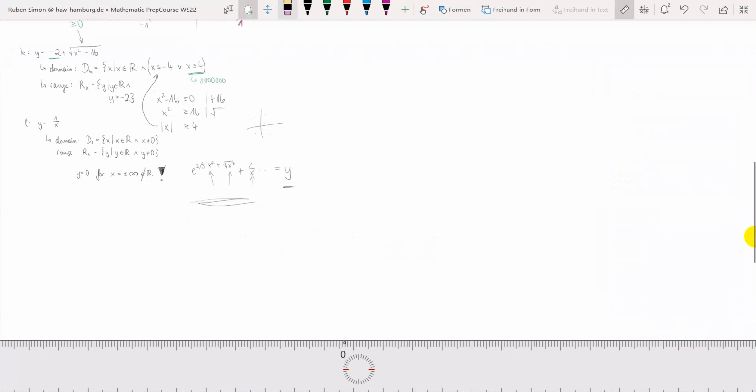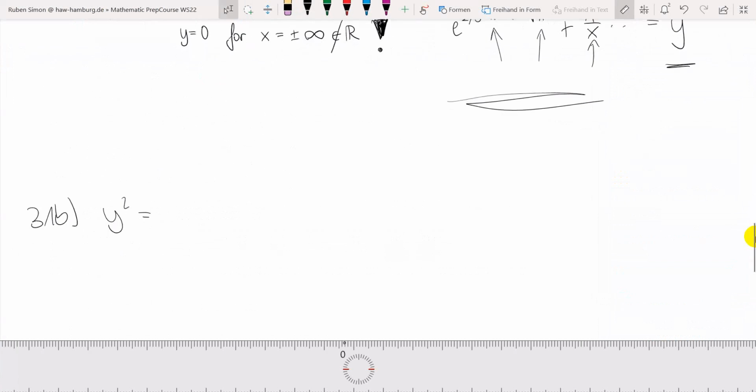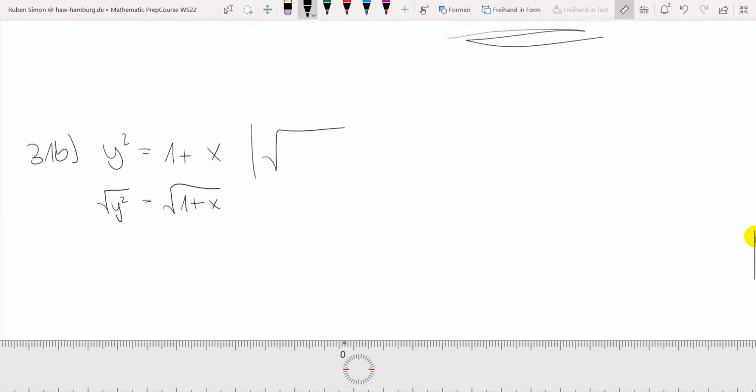Pulling the root. It was 1 plus x. So we'll apply the root to this equation, so both sides of the equation will be complemented with a root. Yes, and what can we do about this now? How can we simplify it?